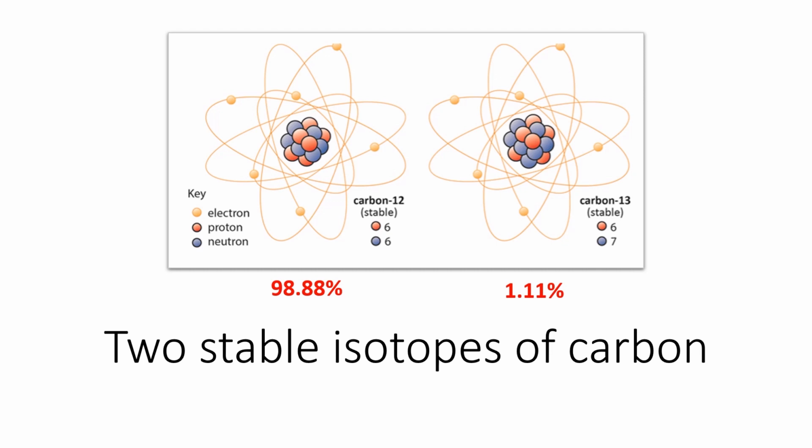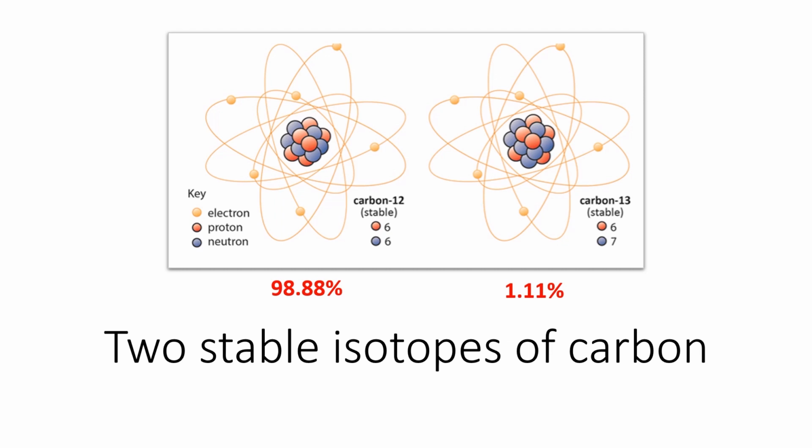99.9999% of naturally occurring carbon is stable. That means it's not radioactive. So I won't be discussing carbon-14, the radioactive isotope of carbon, today. Now this stable carbon comes in two isotopic forms that we call carbon-12 and carbon-13.